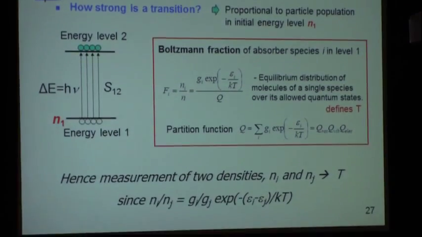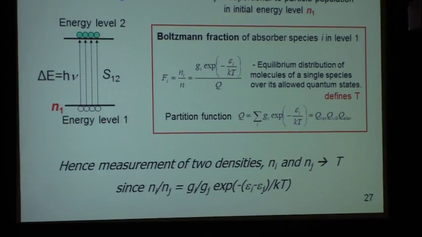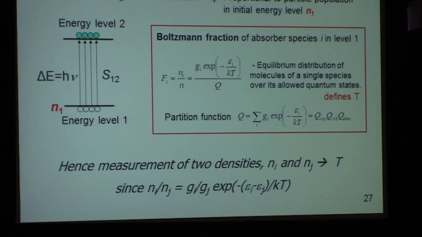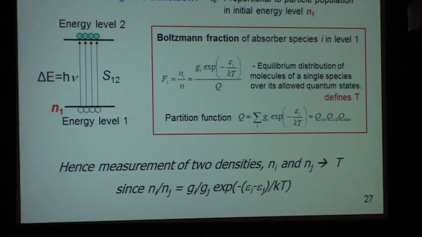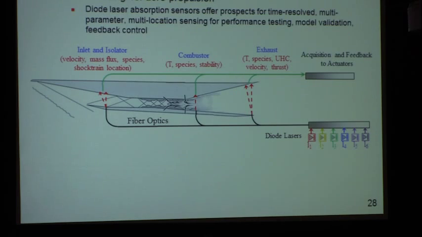Typically, if we're measuring temperature, we will look at the relative absorption in two different lines, meaning the relative absorption for two different states. That relative absorption leads us to the relative populations, which leads us to the temperature. So that's basically the best way to measure temperature.